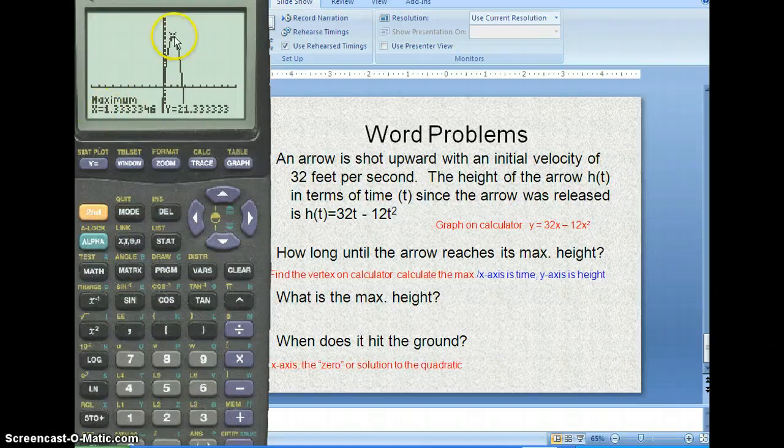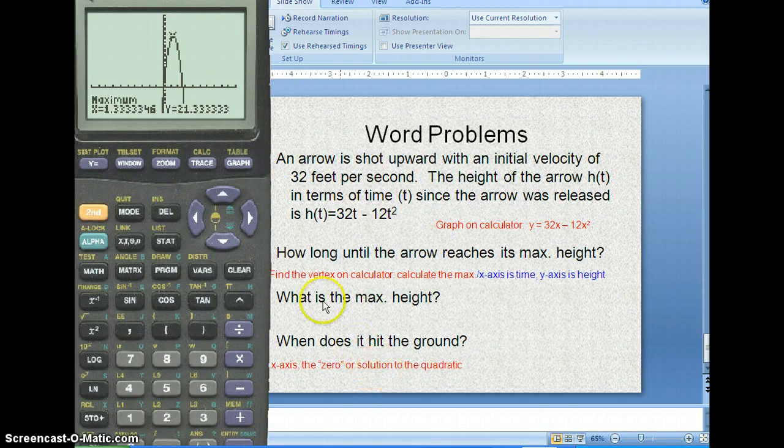So how high does this point go? 21 1/3. How long does it take to get there? That's the x. So x is time, remember. So it takes 1.3 seconds to get there. It gets there, it's 21 1/3. Is it feet? Feet high.